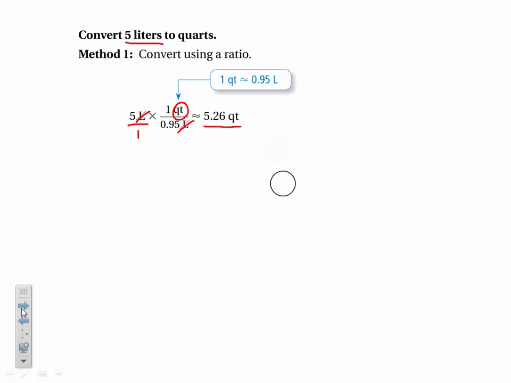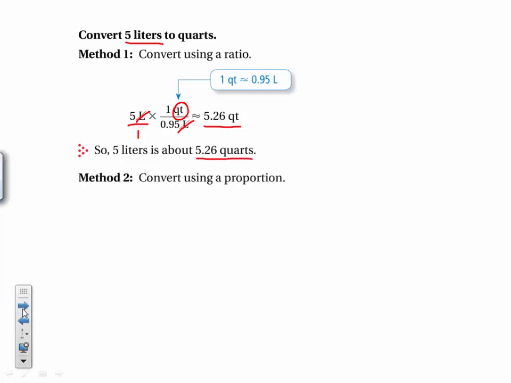That's super important to realize. So when you figure that out, you just know that 5 liters is about the same thing as 5.26 quarts. Now the second method is converting using a proportion. You've been doing proportions a lot, so you might be more familiar with this method. However, the first method is the way I really want you to be comfortable with.